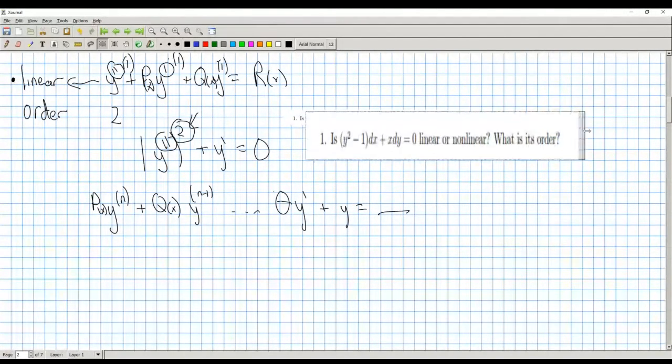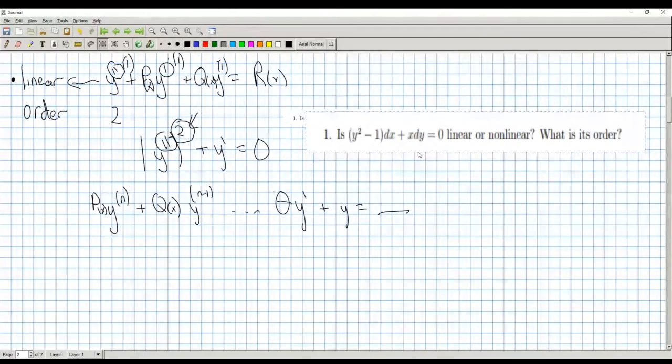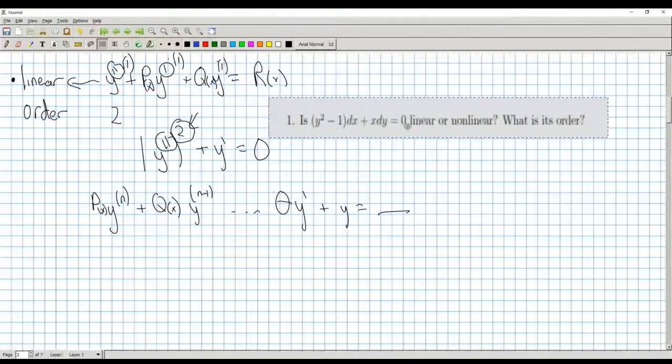Sorry for the stretching, but it is still readable, I hope.